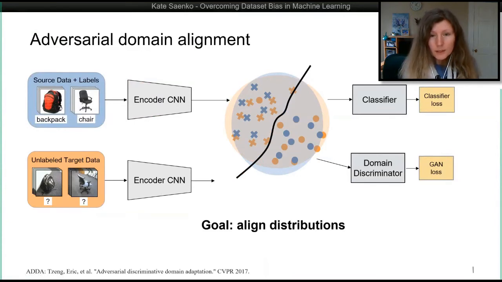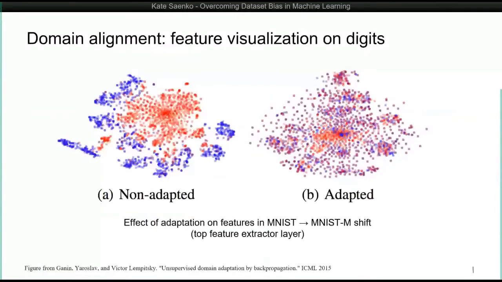So that's adversarial alignment. And here's an example of it working for those two-digit domains that I showed you earlier. And you can see that, in fact, after adaptation with adversarial alignment, the two distributions of the red and the blue points have now been aligned almost perfectly. And in fact, classification also goes up considerably. So it's not just that the distributions are aligned, it actually does improve classification accuracy.